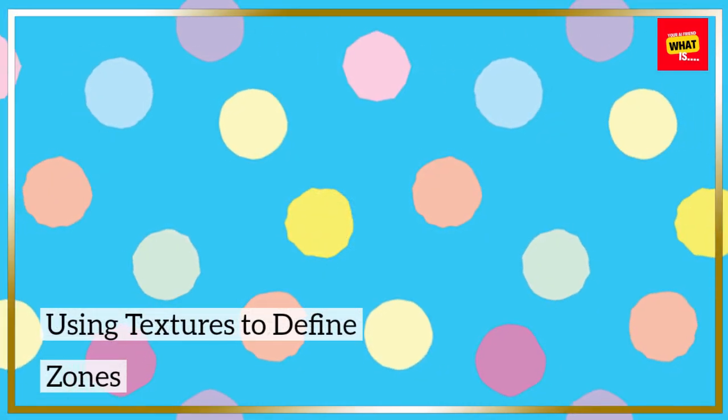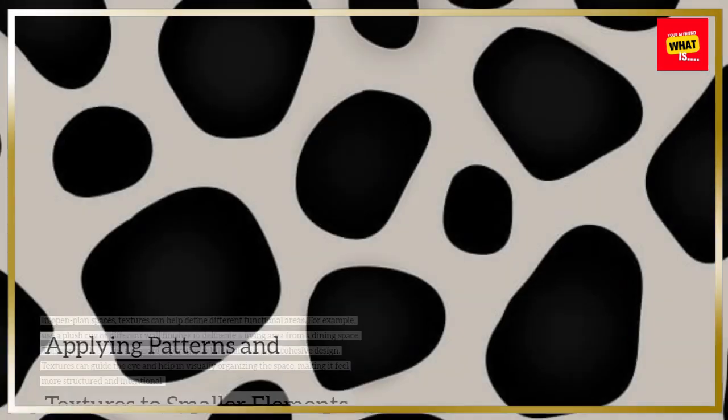Using textures to define zones. In open-plan spaces, textures can help define different functional areas. For example, use a plush rug or different wall finishes to delineate a living area from a dining space. This approach creates a sense of separation while maintaining a cohesive design. Textures can guide the eye and help in visually organizing the space, making it feel more structured and intentional.